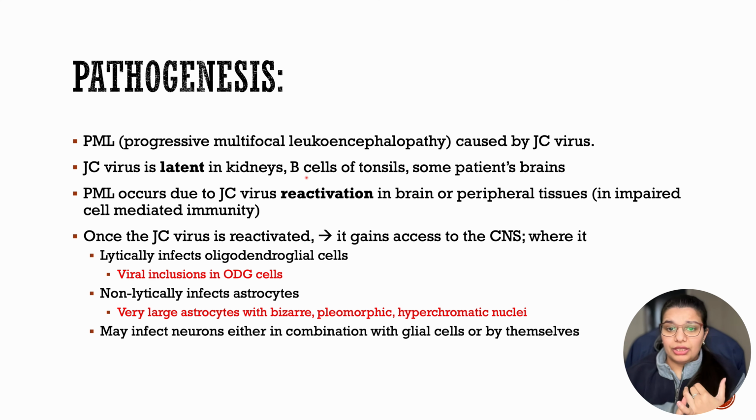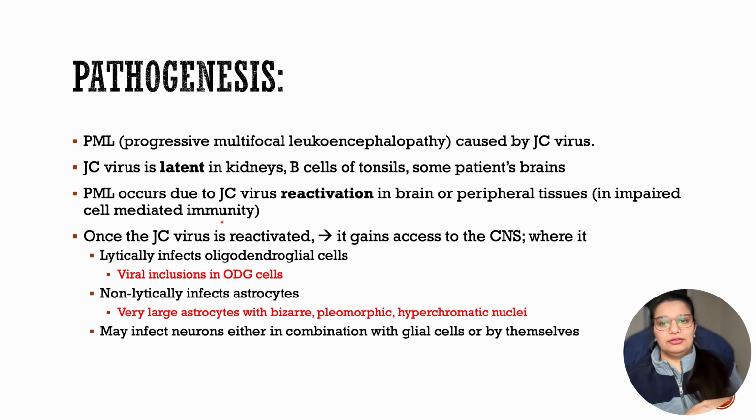So it reactivates in the brain and in the peripheral tissues, and once it's reactivated, it gains access to the central nervous system, where it either lytically infects the oligodendroglial cells, and we see viral inclusions within the oligodendroglial cells. I've shown you the histologic image before, that's characteristic for it. Or it non-lytically infects the astrocytes, and in that scenario we see very large bizarre shaped astrocytes with pleomorphic hyperchromatic nuclei. By hyperchromatic I mean excessive dark blue stain, and by pleomorphic I mean multiple shapes of the nuclei would be there.